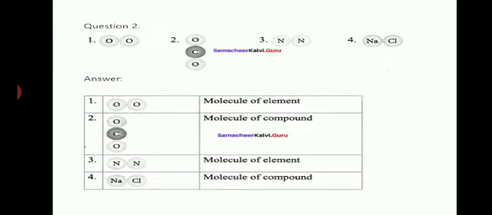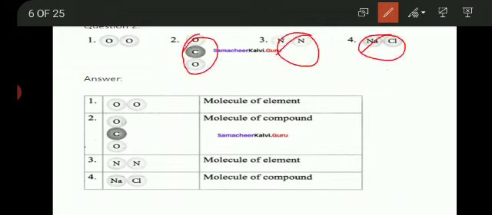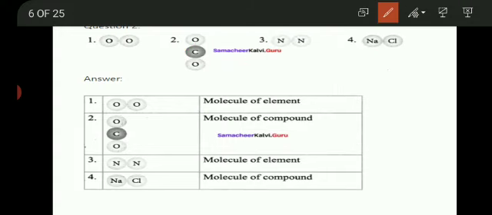Next, the second question. The questions are given here: 2O, CO2, NaCl. Among these, they asked which one is a compound and which one is an element. You see 2O, 2 oxygen. What is the definition for element? Only one kind of atom is present in the molecule. Right? Oxygen and oxygen, both are oxygen. Oxygen is one type of element, so it is a molecule of an element.